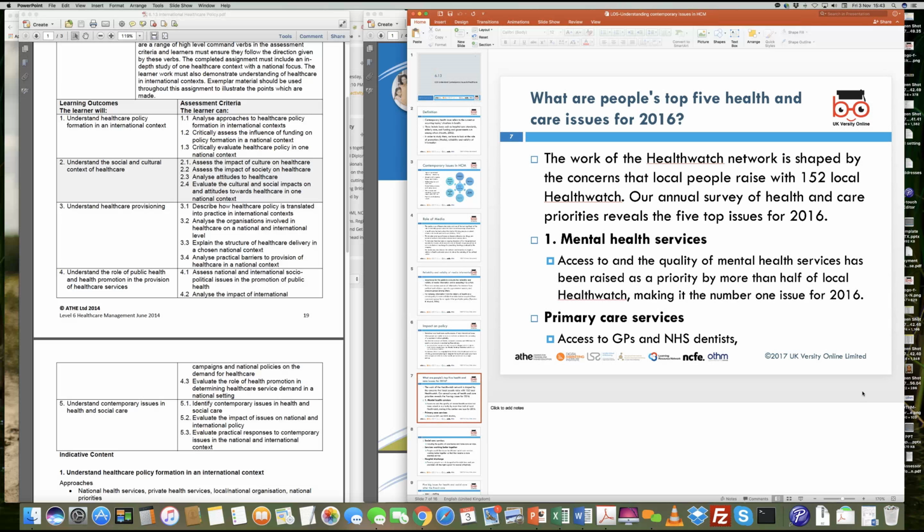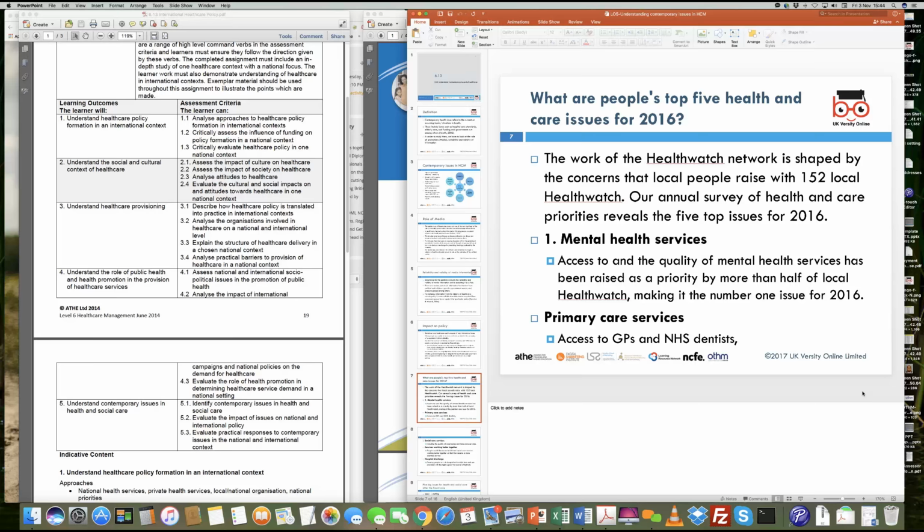Okay. Now, we have talked about a lot of contemporary issues, so let's look at the top five healthcare issues identified by a website called Health Watch. Health Watch is a network which looks at creating a database of issues within the UK, and they talk about the top 5, top 10 issues which are going to be affecting us in the future. They have a network of agencies through which they collect data, and they do surveys to identify the top 5 or top 10 issues that the sector could face going forward.